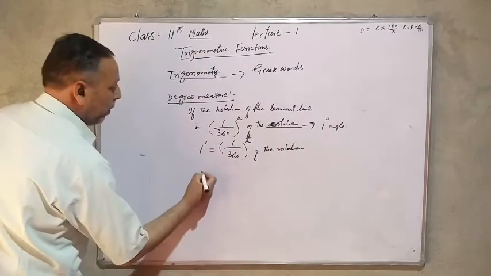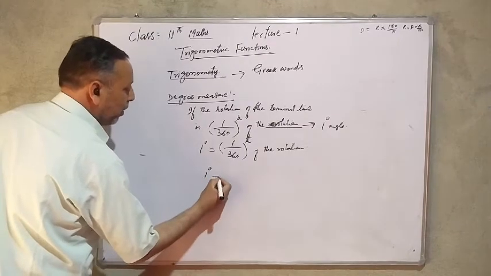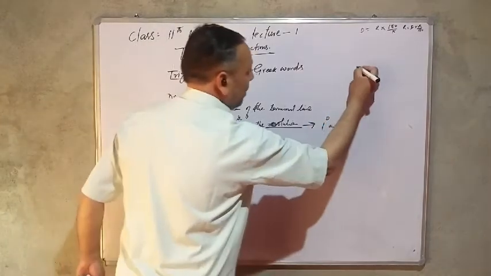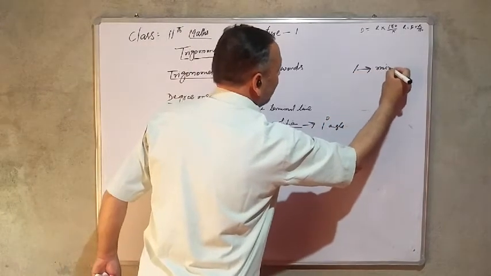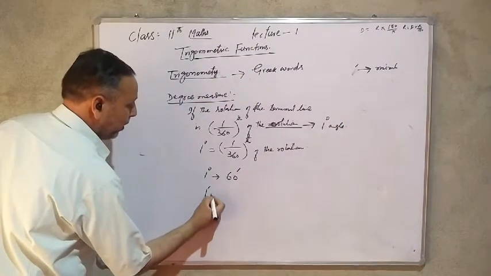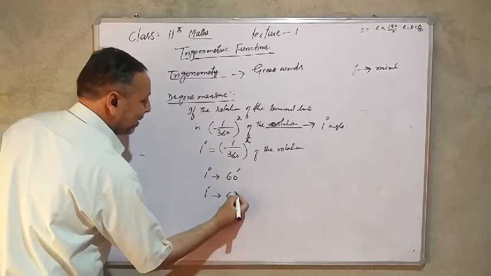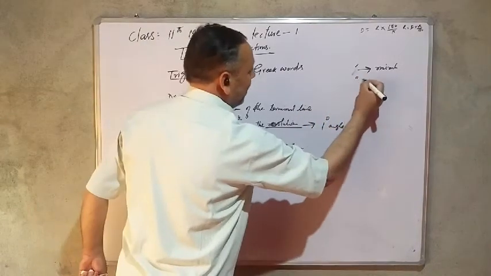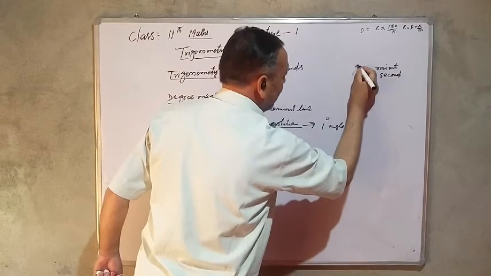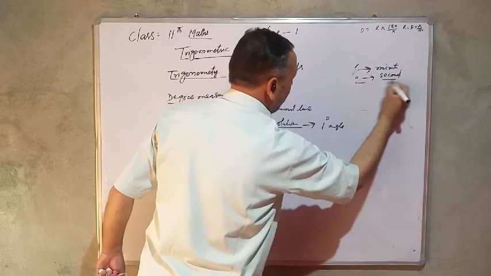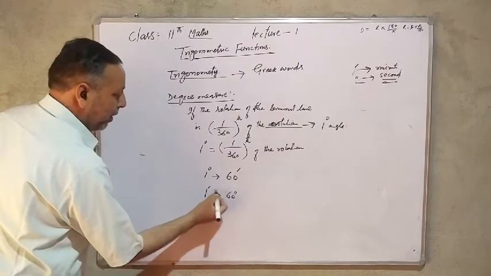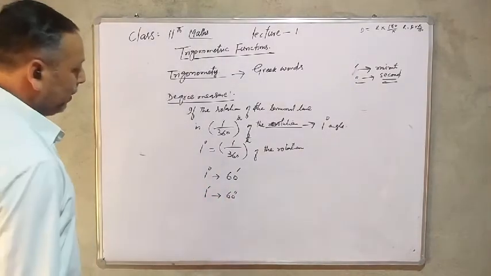You must remember, 1 degree means 60 minutes. The small line stands for minute. And 1 minute is 60 seconds. The double line stands for second. Single line for minute and double line for second. 1 degree is 60 minutes, and 1 minute is 60 seconds.